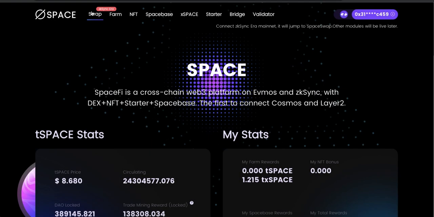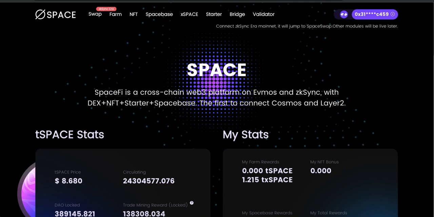When you go to the Spacefy homepage, you can use the swap functionality, add liquidity, as well as perform some swaps. And you can also go to the farming and NFT tabs, so you can do some activities on the testnet. So you have the transaction eligibility for both scenarios.